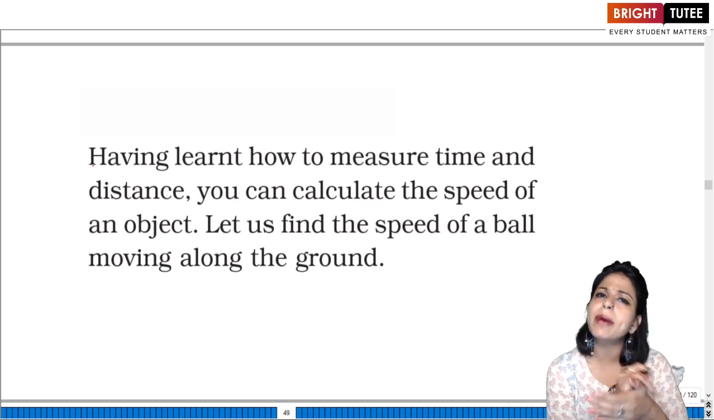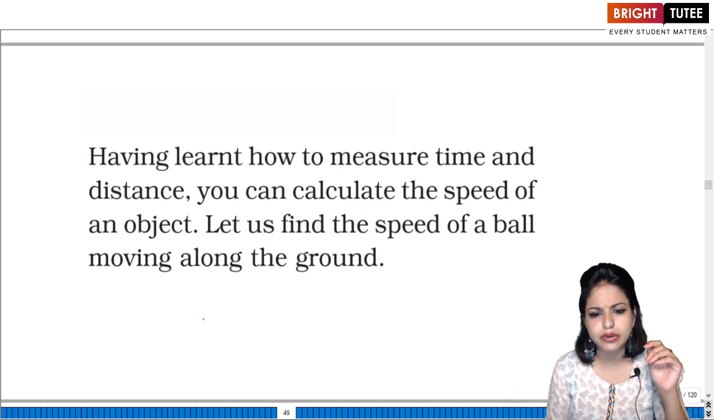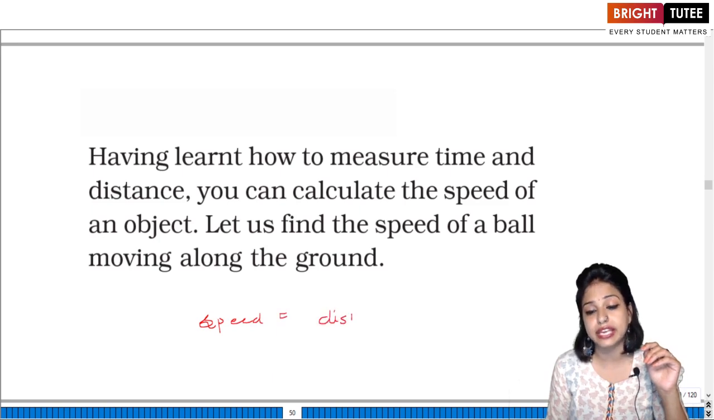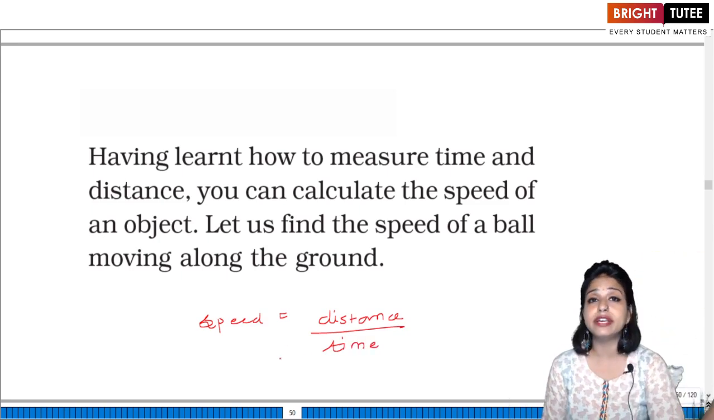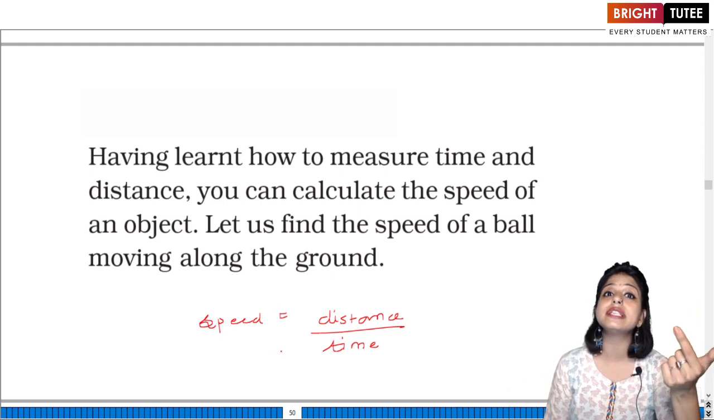Now speed is given by the formula distance upon time, right? This is what we already got to know, that speed is telling you how much distance you are covering in how much time. If the distance increases in less time, speed is increasing. But if the time is increasing with the same distance, you say the speed is decreasing.